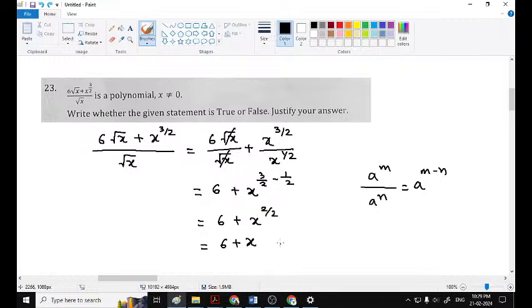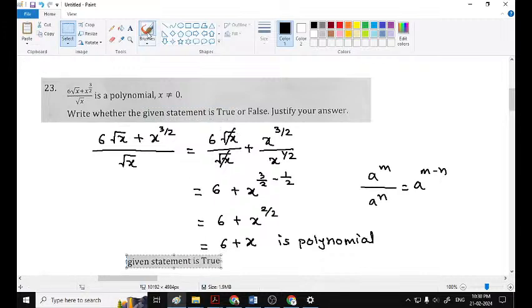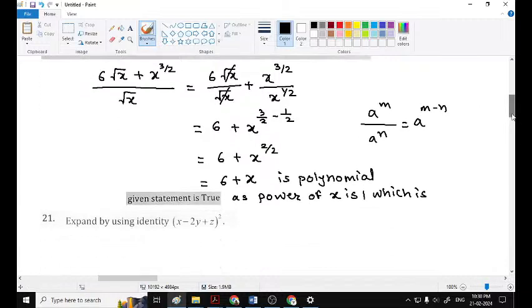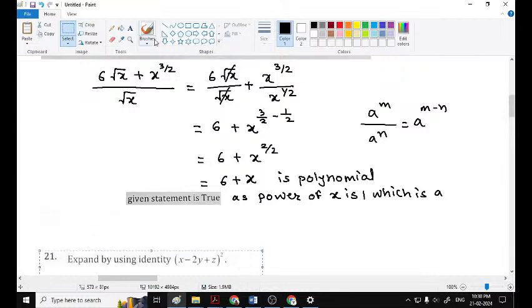So it is a polynomial, and this given statement is true, as the power of x is 1, which is a whole number.